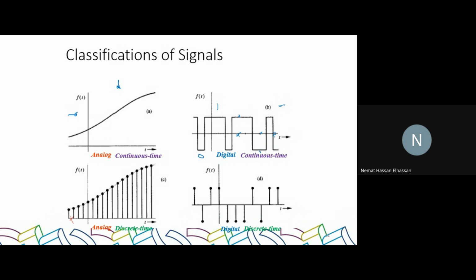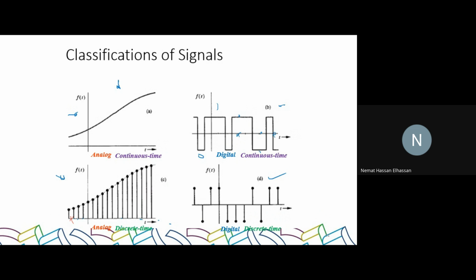Now, if you look at signal C, signal C is analog because it takes multiple values in terms of its amplitude in the y-axis. But if you look at the x-axis, time, it only exists at a pre-specified point in time. So we call this a discrete time signal because it only has specific values during specific points of time. And then we look at signal D, and you notice that it's both digital, which means it only has high and low values, and it's discrete because it has only values at specific points in time.